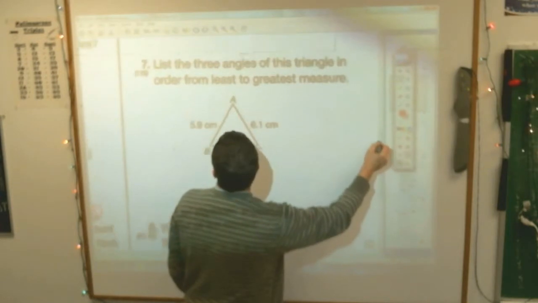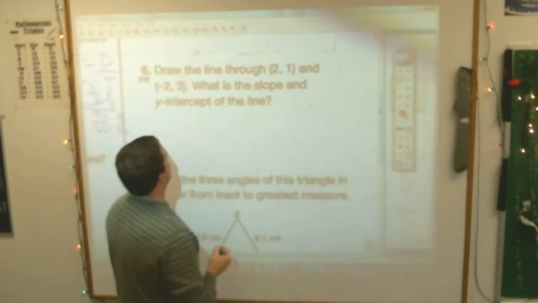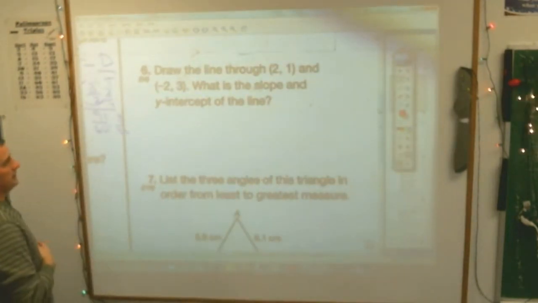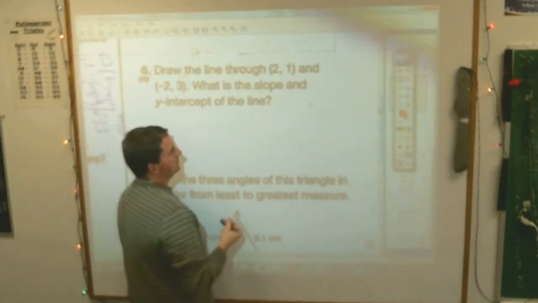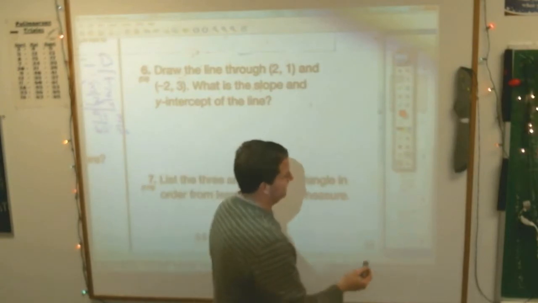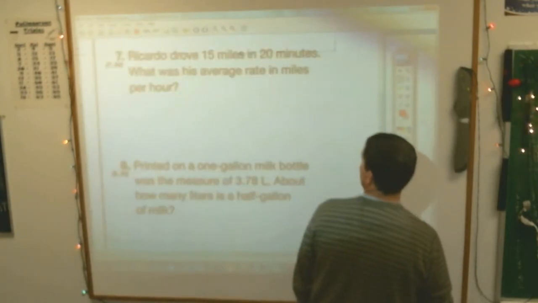Really? Starting to get frustrated. Draw the line through (2, 1) and (-2, 3). What's the slope and the y-intercept? All right. I'm just checking to see if you're paying attention.